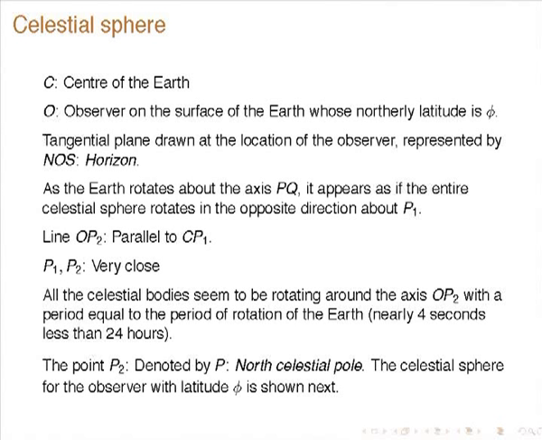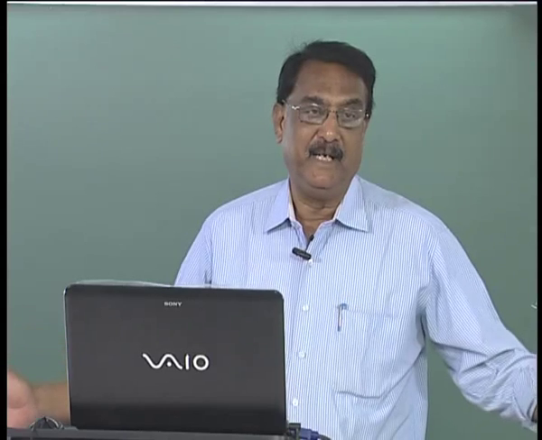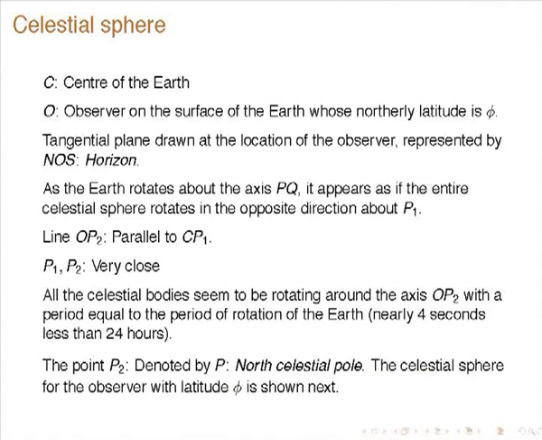Okay. So, in the celestial sphere, here C is the center of the earth, then O is the observer on the surface of the earth whose northerly latitude is phi, and we have drawn a tangential plane at the location of the observer, and this is called the horizon. The horizon is drawn as a line like that, but it is actually a big circle where the sky and the earth seem to meet at a far away distance. That is the horizon, called Kshitija in Indian astronomy.